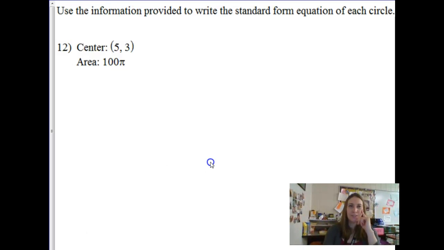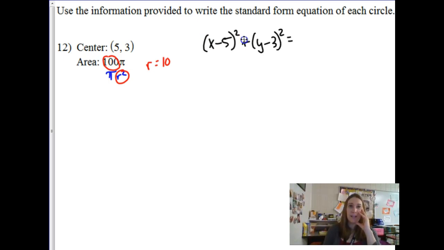Oh, that's a fun one. I give you a clue of the center, that's important, and then I tell you the area. This is actually a great clue, and this is a wonderful test prep question, because remember area is pi times r squared. So if you ignore the pi's for a moment, what I know from this clue is that the radius squared is 100. If you think backwards, that means your radius is 10. They just want the standard form of the equation. So x minus 5 squared plus y minus 3 squared, and then the radius is 10, so 10 squared would be 100. Looking good.